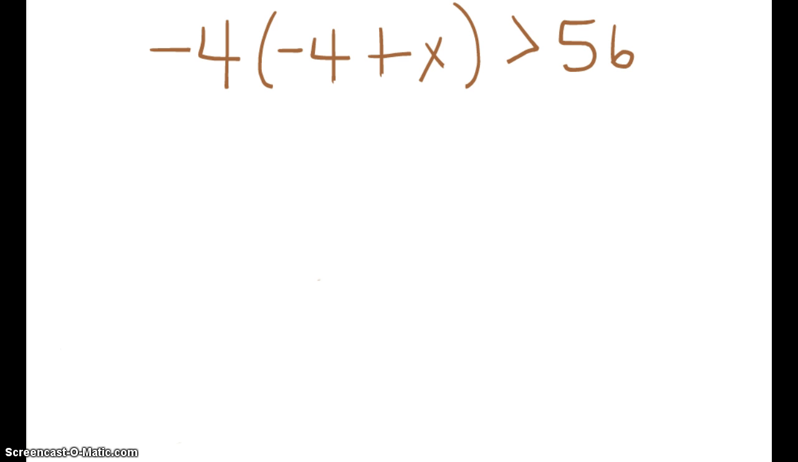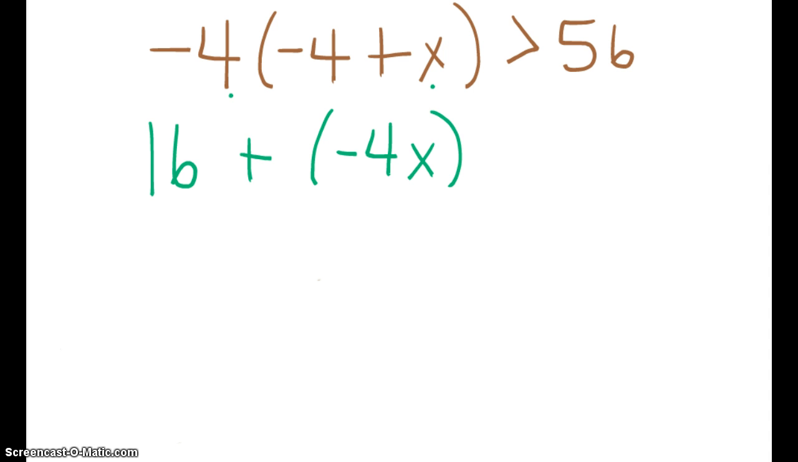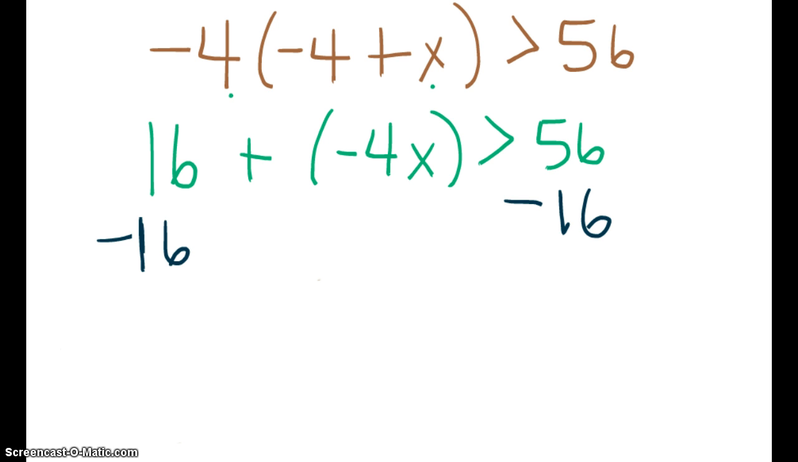Alright, I want you to pause the video, write this problem down, and solve. So the first thing that we have to do is our distribution. Negative 4 times negative 4 is a positive 16, plus negative 4 times x, negative 4x is greater than 56. To isolate our variable, we're going to subtract 16 from both sides. So we're going to be left with negative 4x is greater than 60. I'm sorry, 40. You thought I was going to make a mistake.